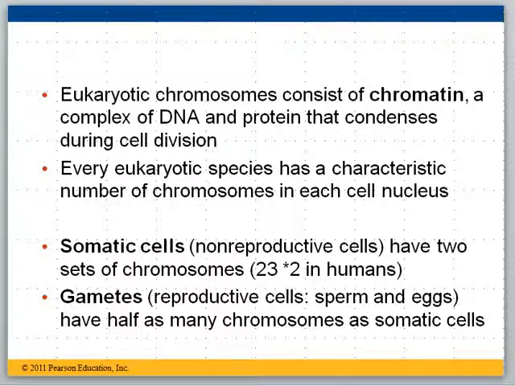Every eukaryotic species, whether you're talking about a bird or a fish or a mammal, a human or a dog, has a characteristic number of chromosomes in the cell nucleus, and that number can vary pretty widely. The number of chromosomes within what we call somatic cells, which are the non-reproductive cells, like skin cells or liver cells or muscle cells, can vary quite a bit.